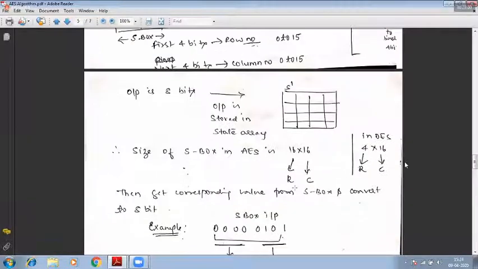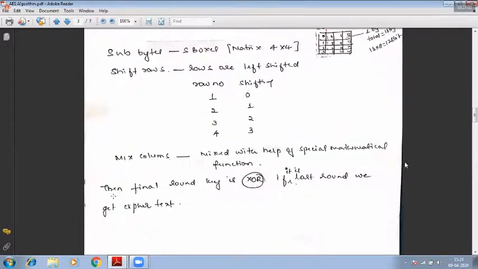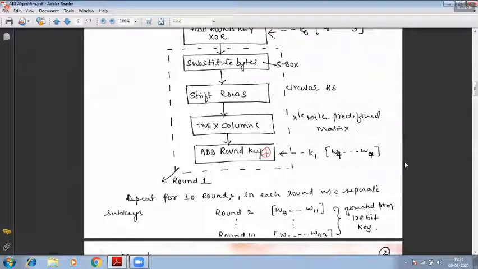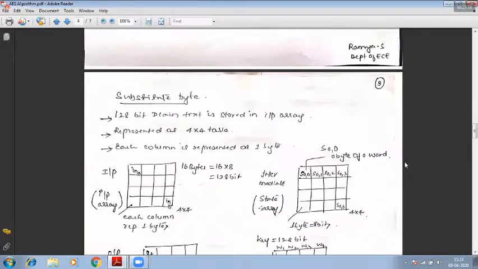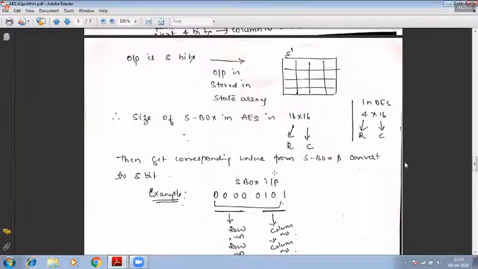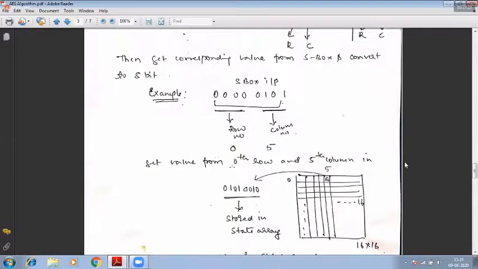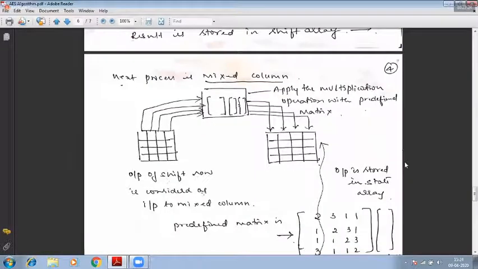What is my next block in the sequence? My next block is the mix column combination. Remember, this mix column combination is present only from the first round to the ninth round, not in the 10th round. So I go to the mix column combination. This is the output of my shift row, right? I have it in the form of a state array, that is 4 cross 4, and I feed it into the mix column combination.